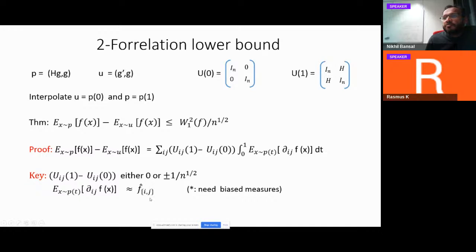So once we have this, you're just summing up over all ij, so you'll get the L1 weight at level 2 divided by root n, which was this. This is exactly what we wanted to prove. So Gaussian interpolation, in just one line, gives us this amazing thing: how f behaves on two different distributions.